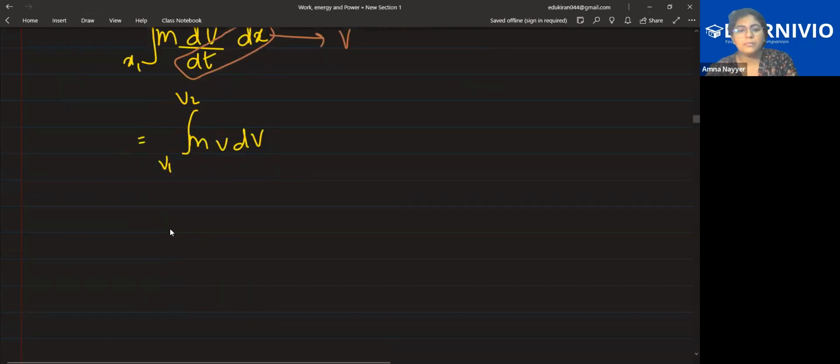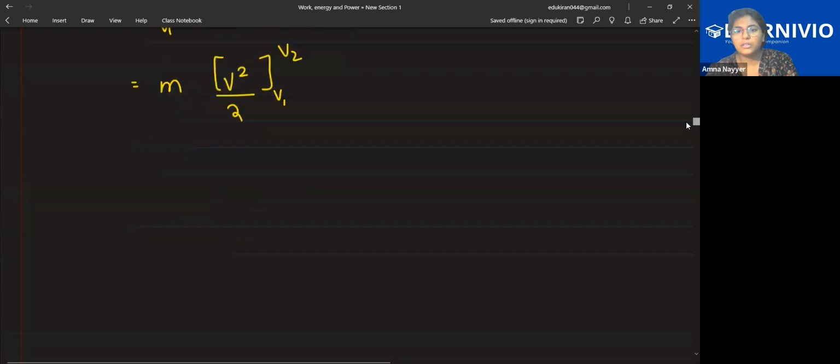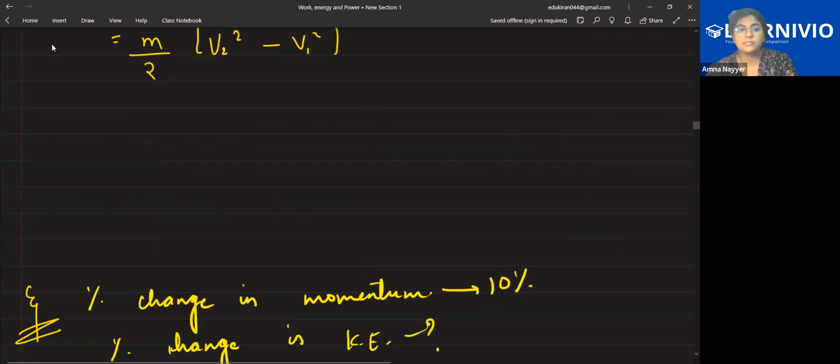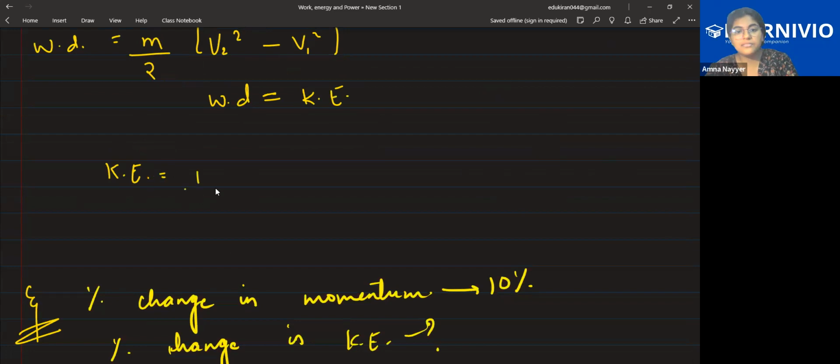Now, m is taken out. This is v square by 2 from v1 to v2. Put it back. So this is equal to m times v2 square minus v1 square by 2. So what were we calculating? This was the work done. Work done gets stored in the form of kinetic energy. So what is the kinetic energy? Half m v2 square minus half m v1 square.